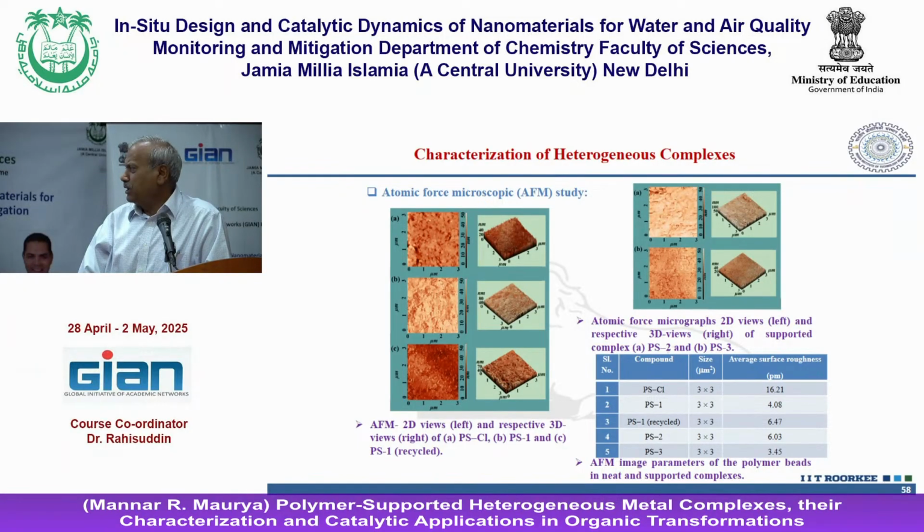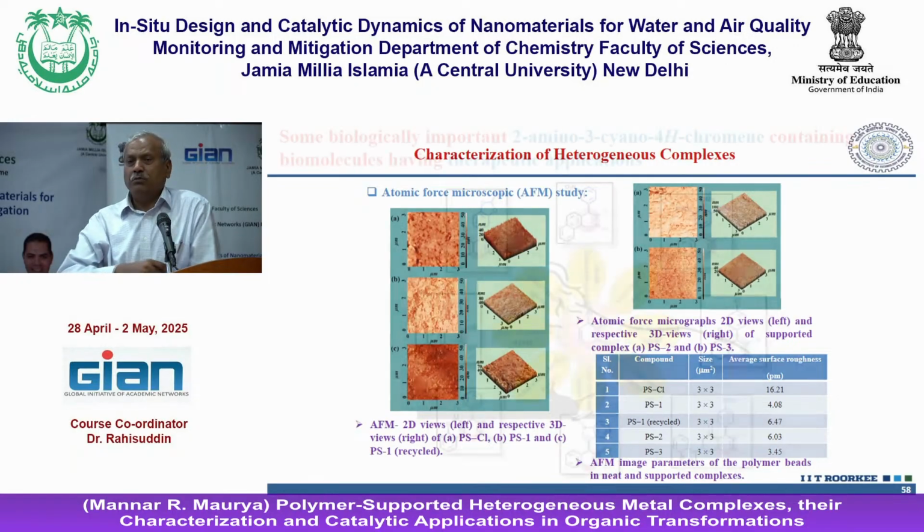All right, and then you will also see that after recycling, the surface roughness has slightly increased because part of the material has gone, possibly through leaching. Those were present on the surface and are gone, but still the metal is present, and the metal content is very good. So all PS1, PS2, PS3 catalysts were prepared, and by getting the surface roughness, we can get an idea how much is anchored there, and whether it goes away after the catalytic cycle or not.